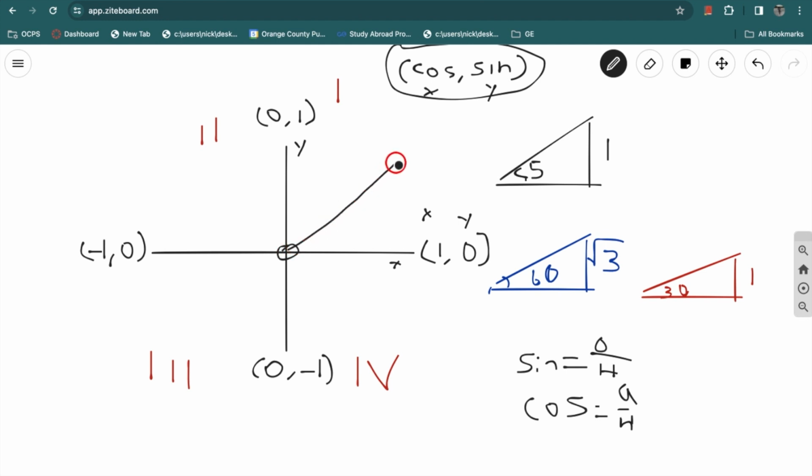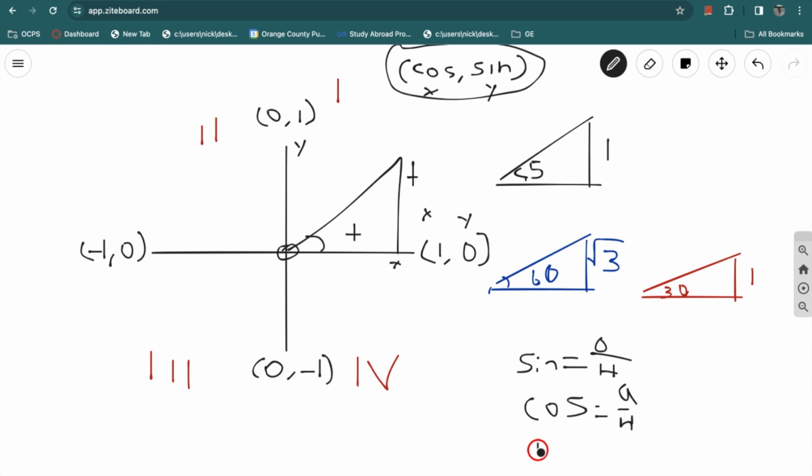If they ask us for the sine of an angle here, either pi over 3, pi over 4, pi over 6, the sign of the hypotenuse doesn't matter. It's not gonna influence the sign. But here we see the y value is positive, so sine is gonna be positive in quadrant 1. Cosine is also going to be positive because the x component is also positive.